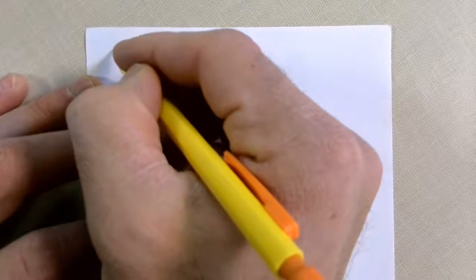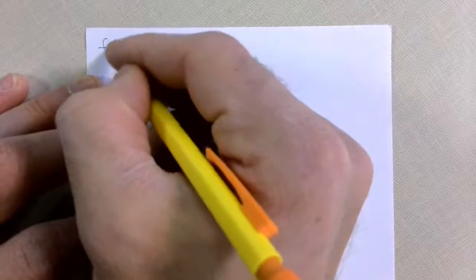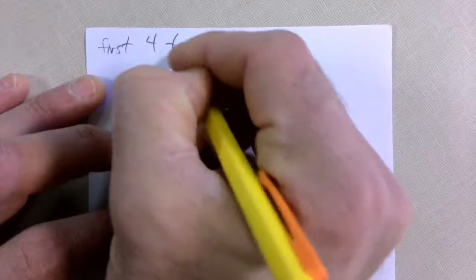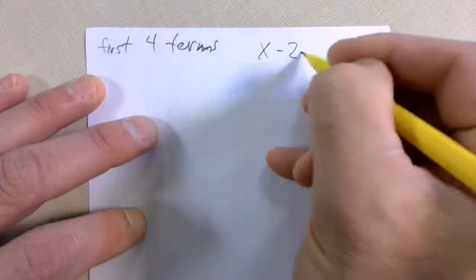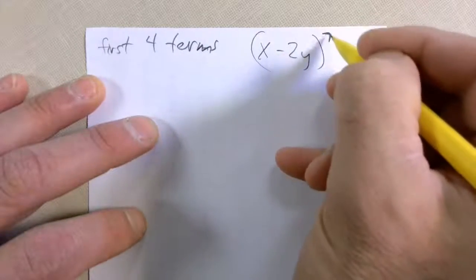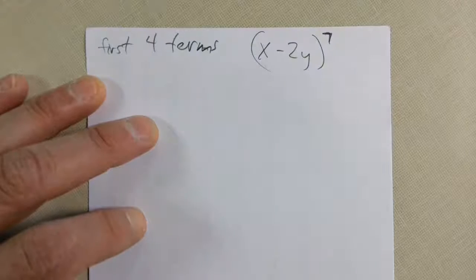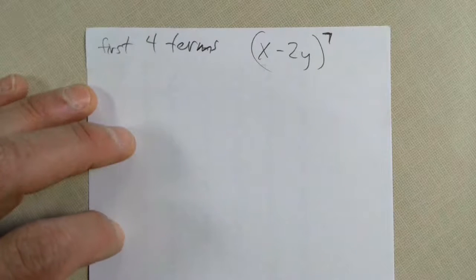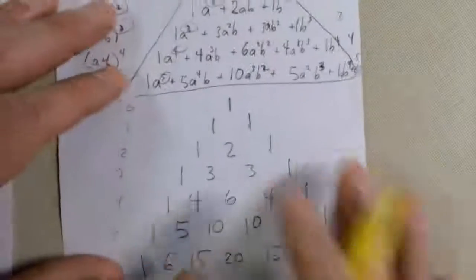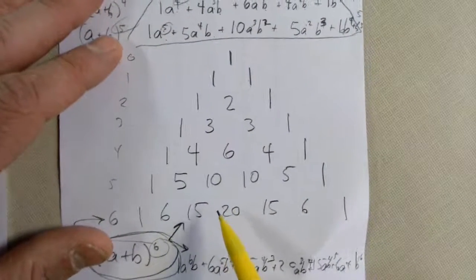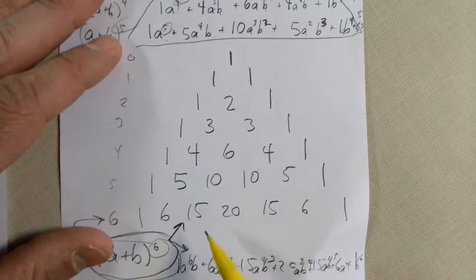Now these things can get huge, so sometimes they'll abbreviate the problem and say find the first 4 terms. So not all of them, just 4 of them, of something like this, to the 7th. The first thing we have to do is find row 7 of Pascal's triangle. This triangle is called Pascal's triangle. The guy was a genius. He did so much amazing math.